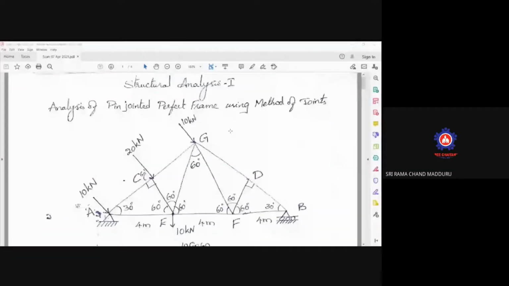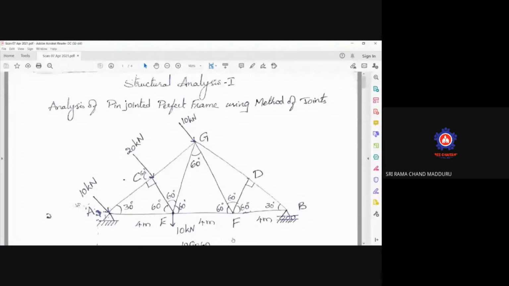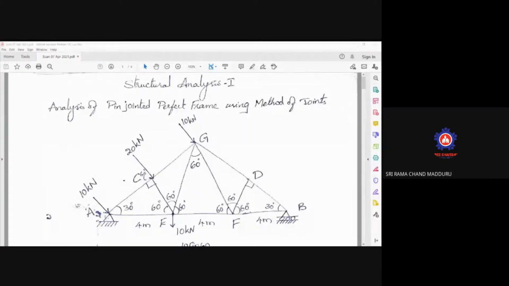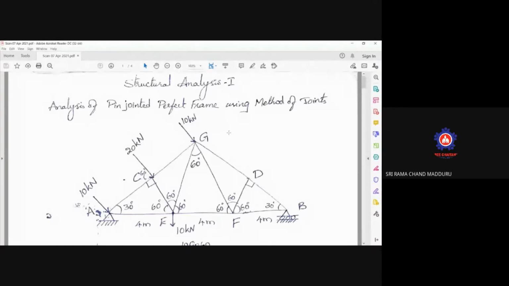This is the problem. Those who have not noted down this problem, please note it down. In this, we are going to analyze the forces in the members using method of joints. Those who were not there in the previous class, this PDF is with you people. Now you can understand what I am saying first.